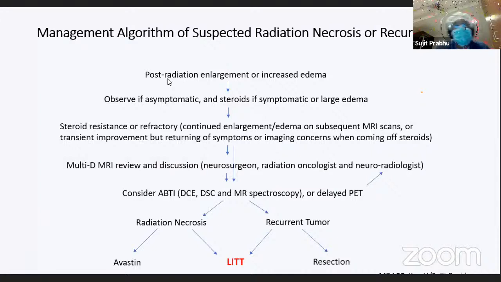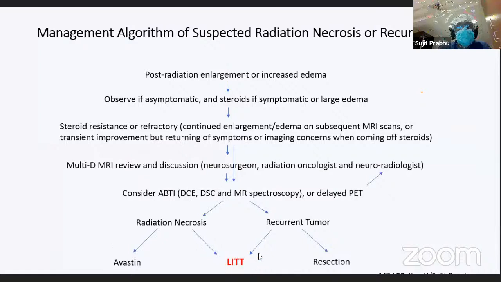So typically when we see patients with radiation necrosis, initial steroid treatments are given. If they fail those treatments, we look at at least 2 to 3 separate scans over a period of 3 to 6 months. If there's a failure of that treatment, then we do what we call advanced brain tumor imaging, consisting of DCE, DSC, and MR spectroscopy. Some of you are probably familiar with this technology, and in some cases, delayed PET. And then once that is established, we have an arm of patients who might get Avastin.